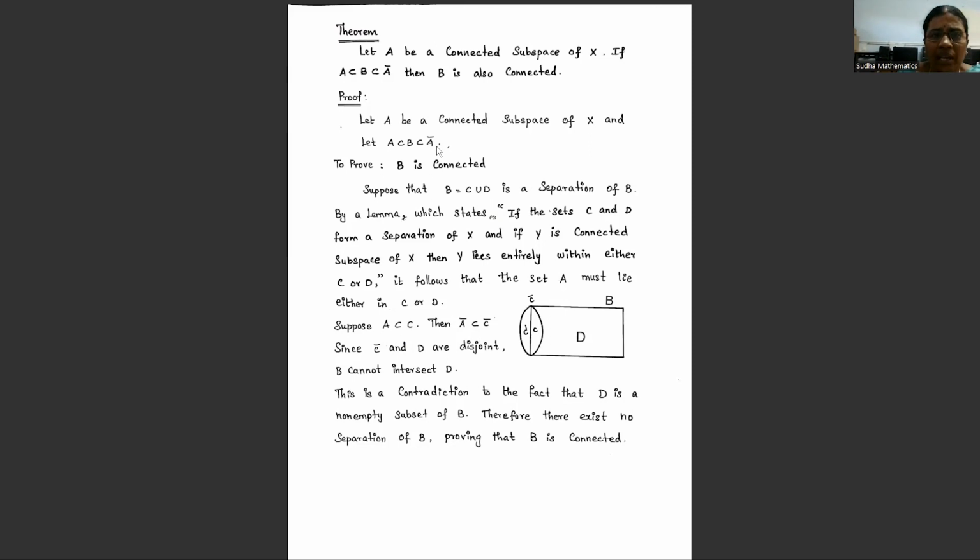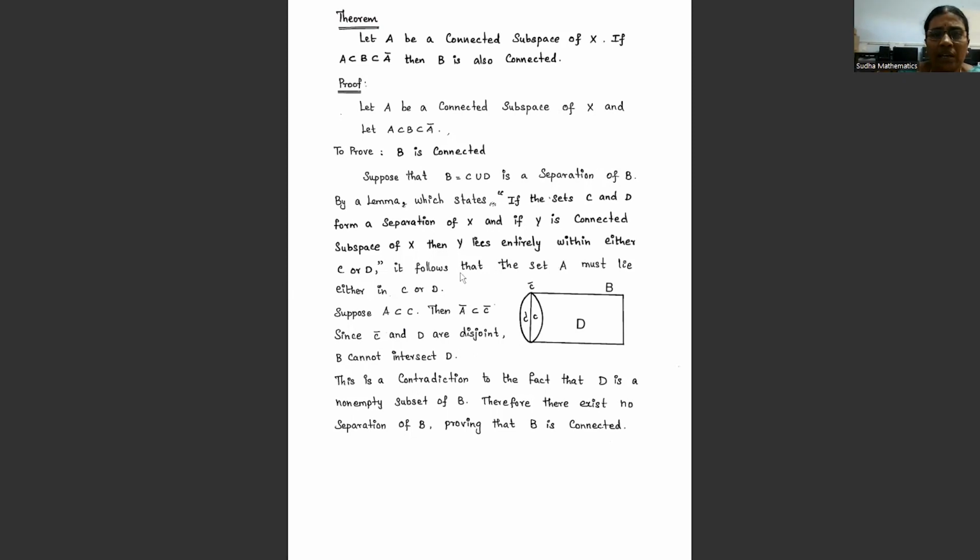Since B is contained in A bar, and A bar is contained in C bar, B is contained in C bar. That is, B lies within C bar. But C bar and D are disjoint. This implies what? B cannot intersect D. B not intersecting D implies that D is empty, because C and D form a separation of B. But this cannot happen because C and D form a separation of B.